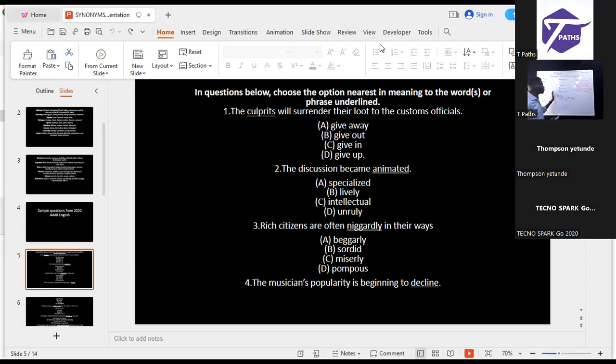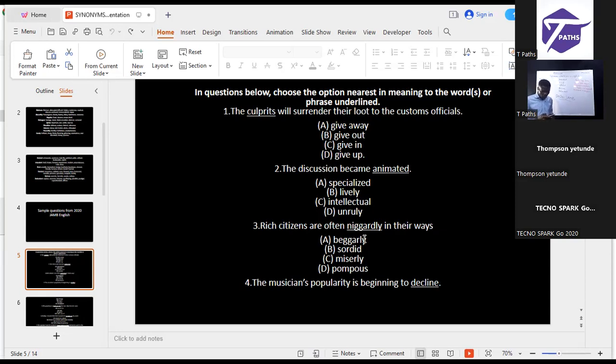What other word has a similar meaning, or is nearest in meaning, to the word niggardly? It's just the word miserly. A miser is somebody who doesn't want to give, somebody who gives very little. All right? So look at the next question.